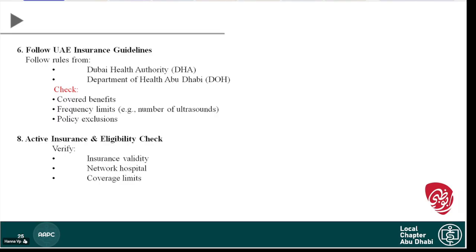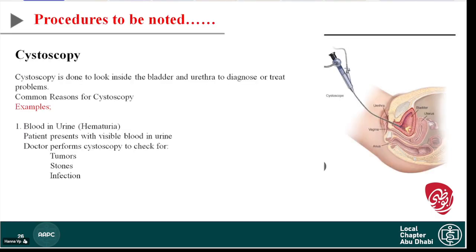So now we are going to the main procedures we do in the genitourinary system. What are the main areas? Okay, we cannot discuss all the codes and all the details because of the time. So let's see the main important procedures we do, especially for patients. So the first one, let's see the cystoscopy.